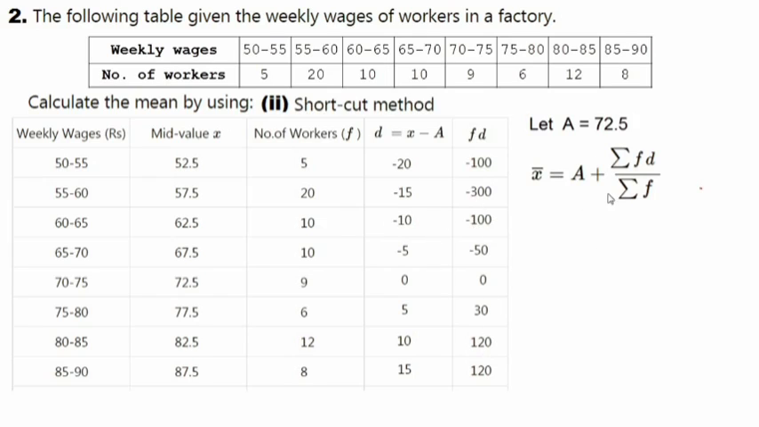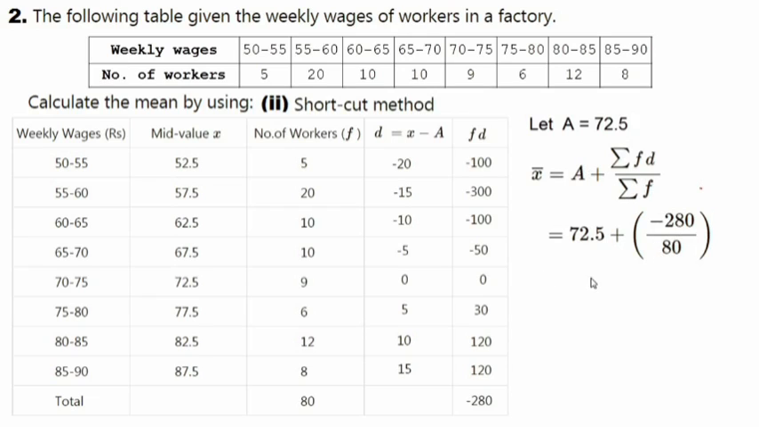Okay, now we need to find the total of fd. We have to add all the values of fd, and we have to add the values of f also. So let's find the total. I have found the total of f, and I have found the total of fd. Now let's put the values in the formula. A is 72.5 plus summation fd, which is minus 280, divided by summation f, which is 80.